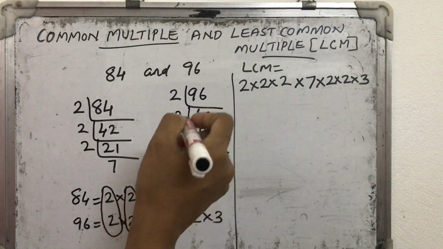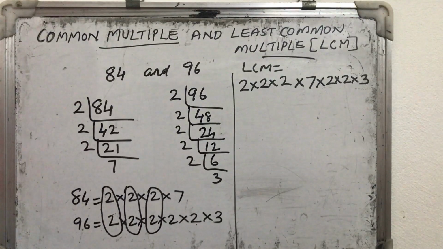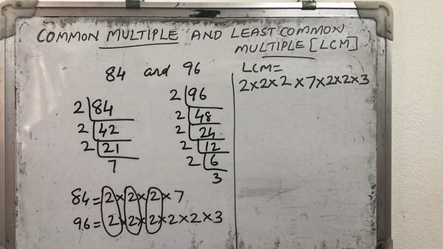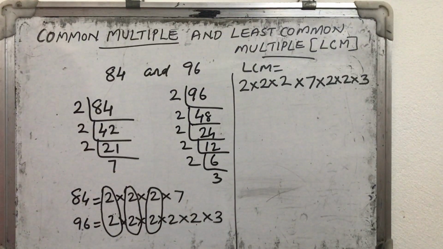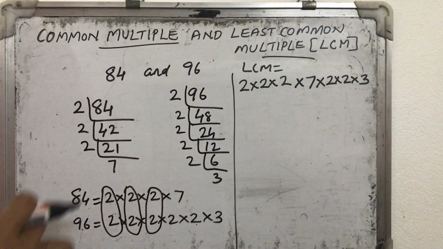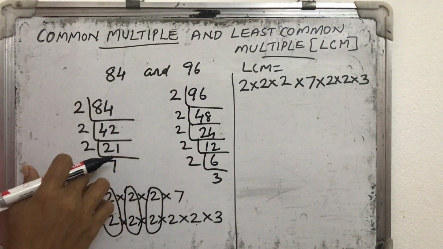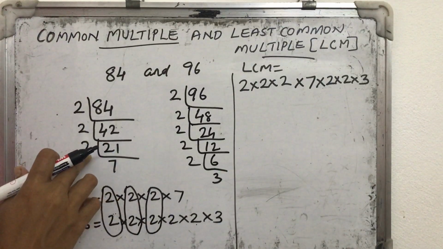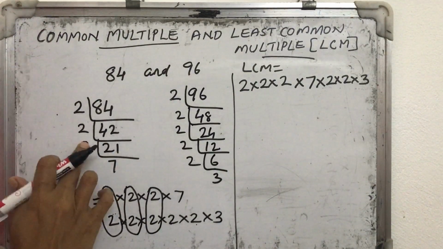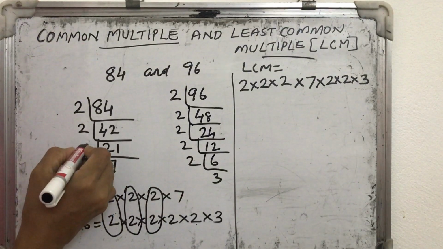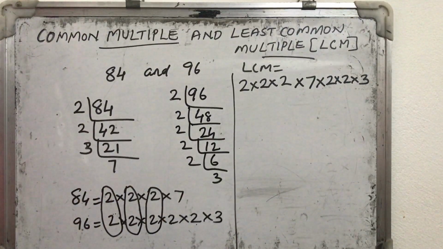One mistake happened here. When we prime factorize 84, please listen: 21, how will we divide by 2? That is not possible. 21 we divide by 3. Only that is possible, because 21 is an odd number.